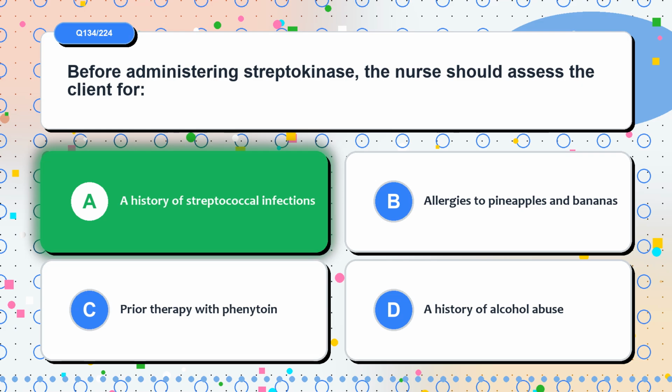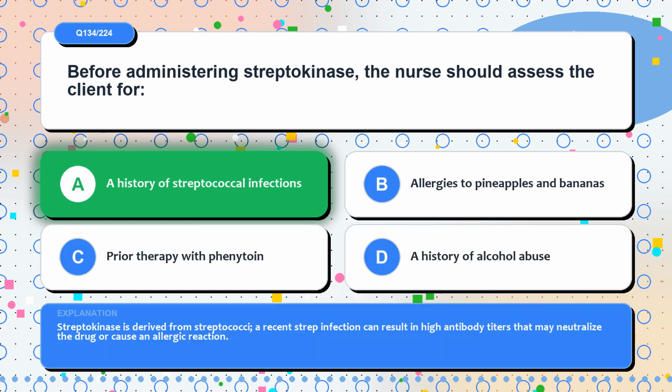The correct answer is option A. A history of streptococcal infections. Streptokinase is derived from streptococci. A recent strep infection can result in high antibody titers that may neutralize the drug or cause an allergic reaction.